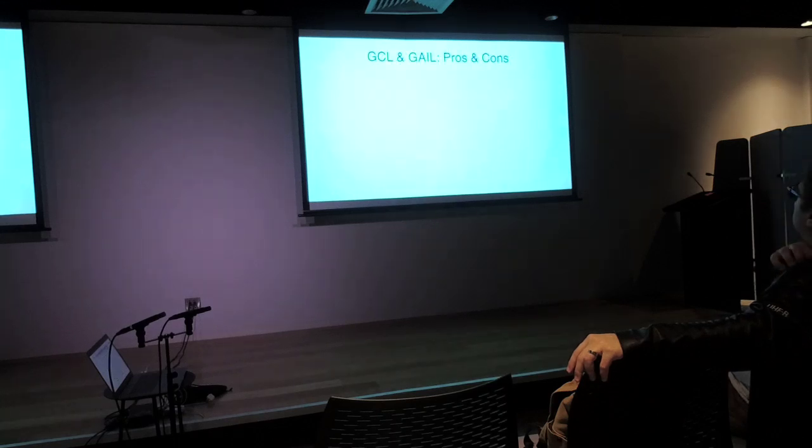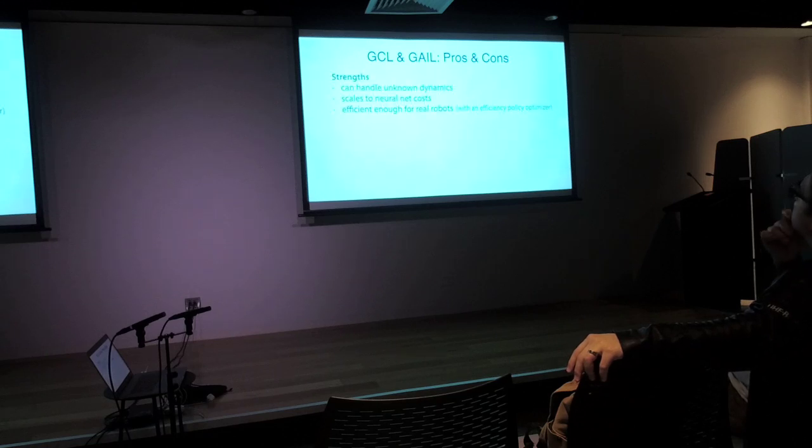Okay, so some of the pros and cons of these two inverse RL methods. The strengths are that they can handle unknown dynamics. Unlike the original MaxEnt IRL formulation, they can scale to neural network cost functions or neural network reward functions. And if you use an efficient policy optimizer, they are efficient enough for real robots.